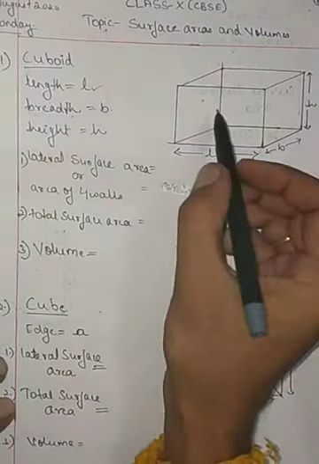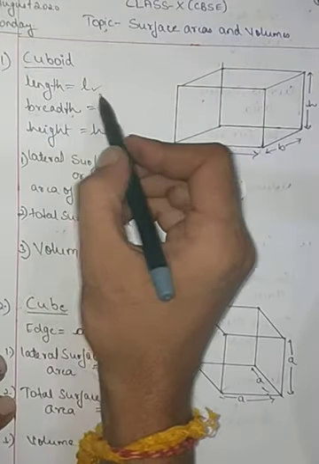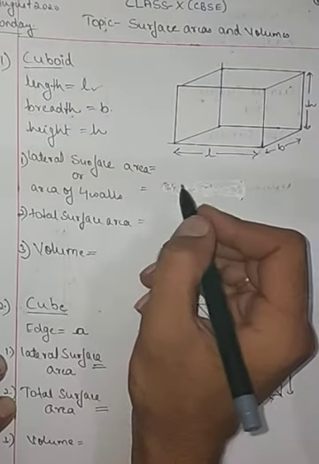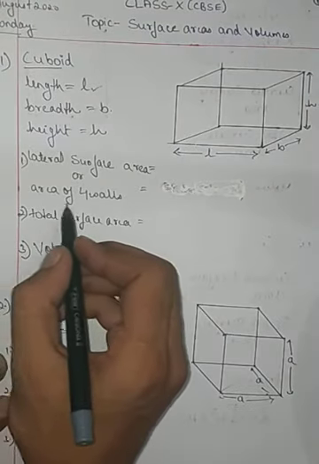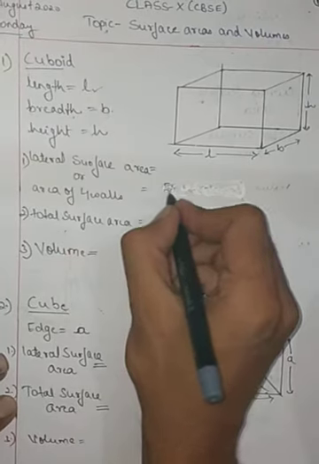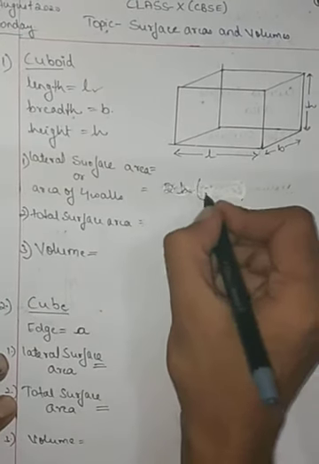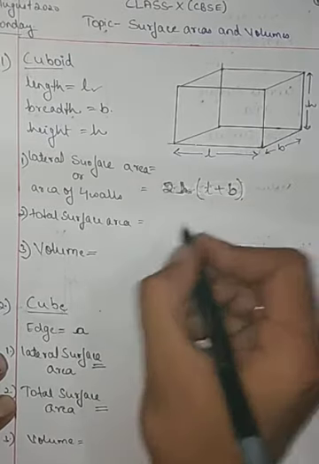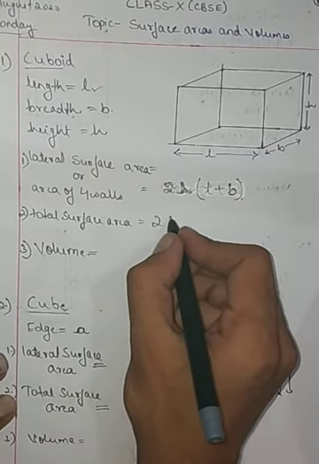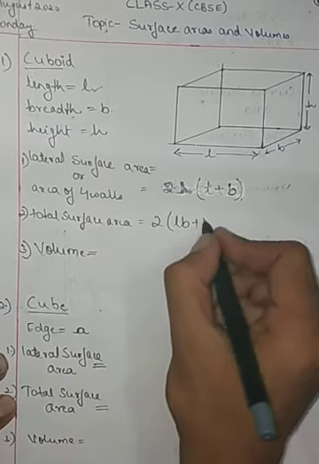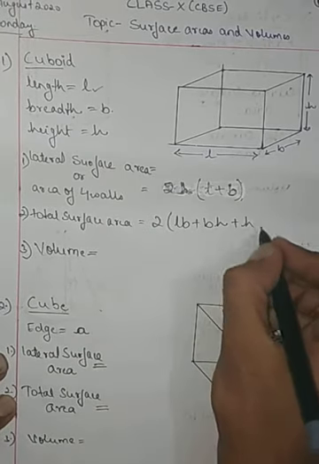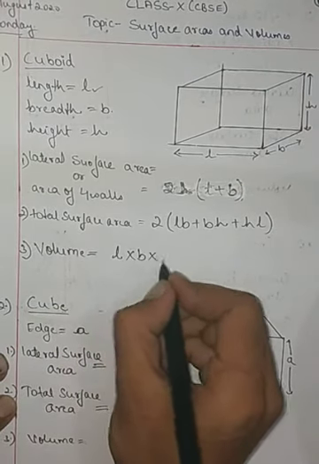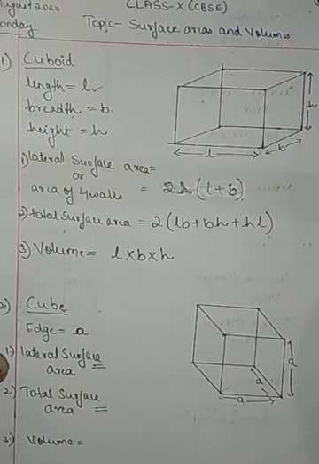The first figure is cuboid, whose length is L, breadth is B and height is H. So first area is lateral surface area, sometimes also known as area of four walls, given by 2H(L plus B). Then total surface area 2(LB plus BH plus HL). Third is volume, length multiply breadth multiply height.